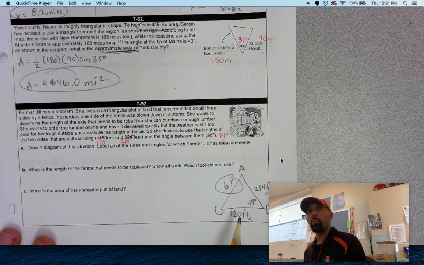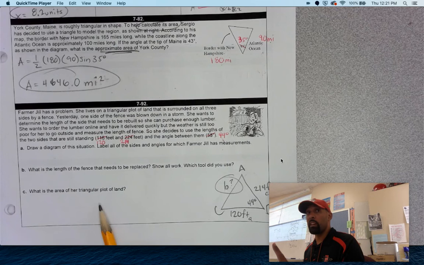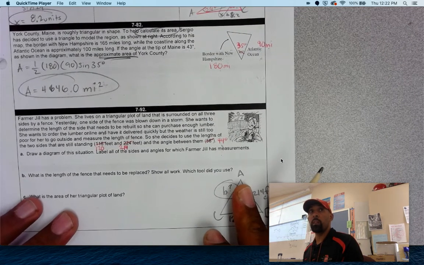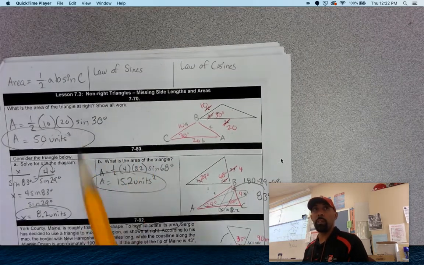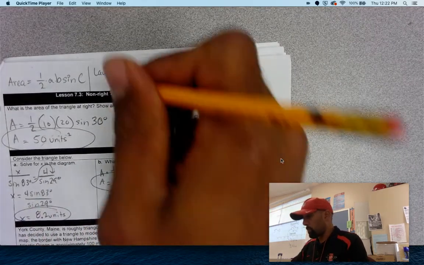All right, so we're not looking for the area. This second question asks for the area, but the first one's asking for the side. So that means that we don't have a right triangle, so we can't use SOHCAHTOA. We have to use law of sines or law of cosines. Okay, so let's actually write those up here. I forgot to do that after doing this first problem.